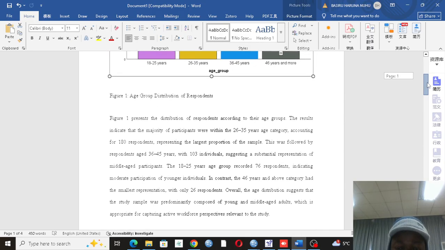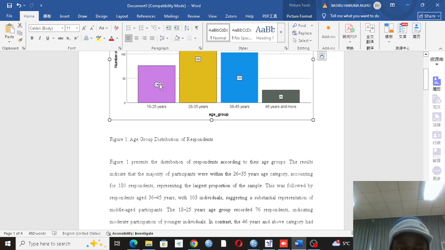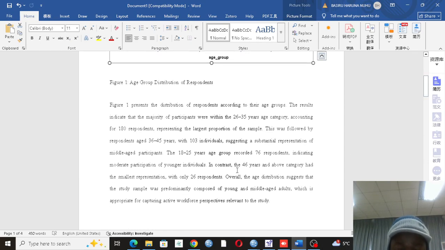And what is it saying? Suggesting a substantial representation of middle-aged participants. The 18 to 25 years age group recorded 76 respondents, indicating moderate participation of younger individuals. So these people, they are youngest. In contrast, the 46 years and above category had the smallest representation with only 26 respondents.